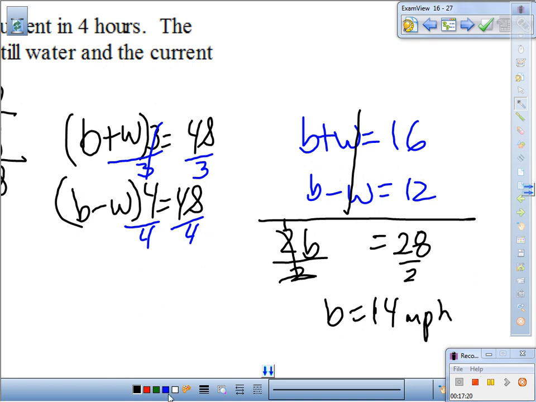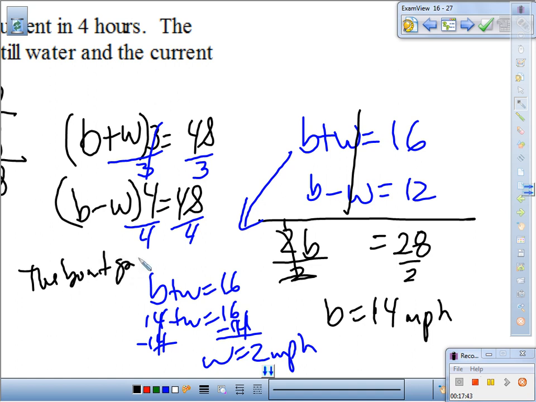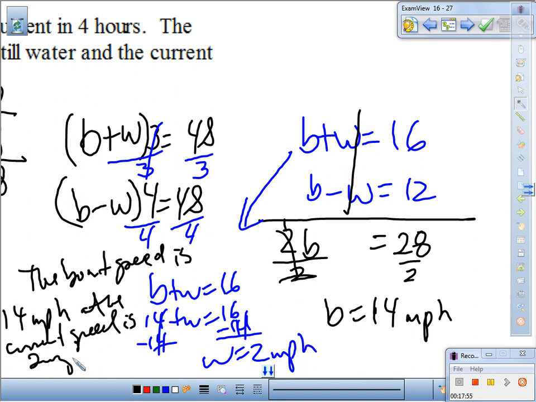And then I go to the top equation, this one. B plus W equals 16. 14 plus W equals 16. Minus 14, minus 14. W equals 2 miles per hour. And you write your statement: The boat speed is 14 miles per hour, and the current speed is 2 miles per hour.